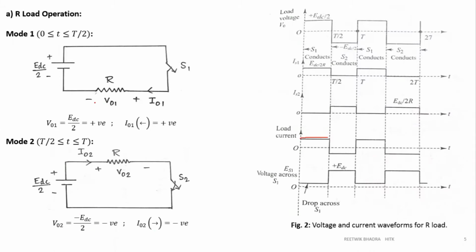V02 and V01 polarity has changed. If V01 is positive, that means V02 will be negative. So V02 will be minus EDC/2. So plotting this, you see from T/2 to T, we have drawn minus EDC/2 over here, and load current as minus EDC/2. So positive, negative. Again the cycle repeats, positive, negative, and goes on. So you are getting an AC waveform.